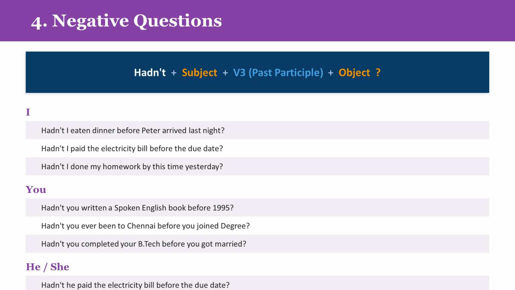For negative questions, we use hadn't at the beginning of the sentence. The structure is hadn't plus subject plus past participle plus object and then a question mark. Hadn't I eaten dinner before Peter arrived last night? Hadn't I paid the electricity bill before the due date? Hadn't I done my homework by this time yesterday?